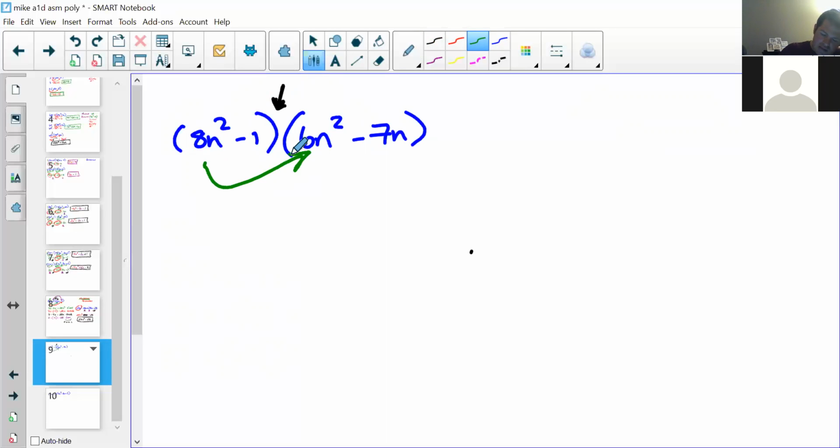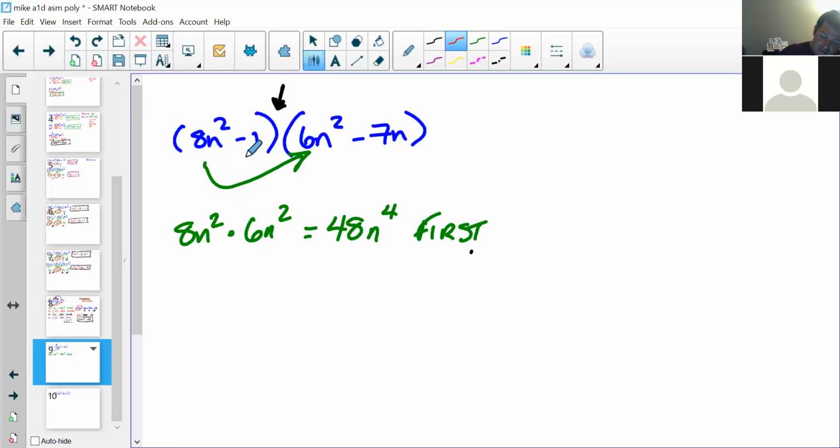So I'm going to start off with the 8n squared. I have 8n squared times 6n squared. If you like the concept of FOIL, remember that that would be the first two terms in both sets of parentheses. Remember, that's 2 plus 2 for the exponents there, not 2 times 2. 2 plus 2. So that is our first.